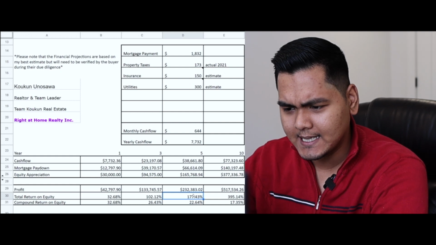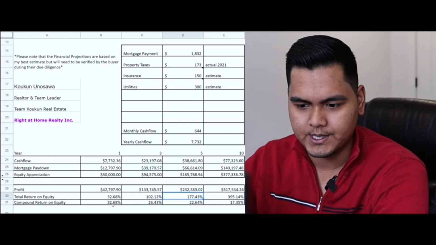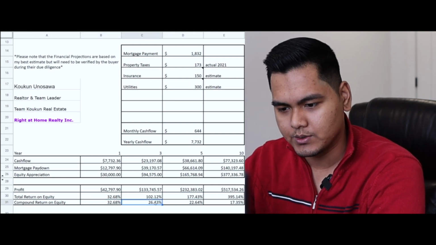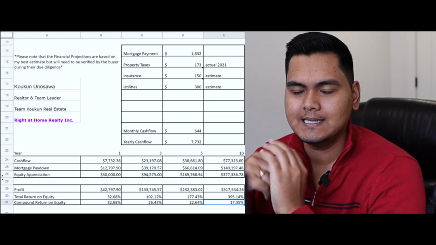So let's take it a step back and let's look at why the compound return on equity is reducing. So it starts at 32%, goes down to 26, 22, and 17%. It is important to give you some context here. When you're starting out, you only have $100,000 in equity in the property, but as the years progress, the amount of equity you have in the deal, both through appreciation and mortgage paydown, is increasing. So your return as a percentage of that new amount in the deal is becoming less and less simply because you have more money.